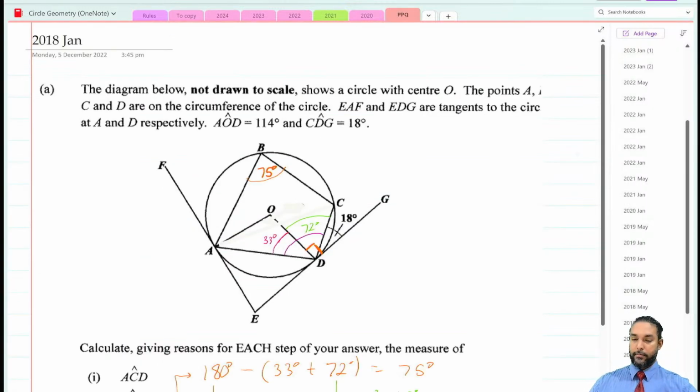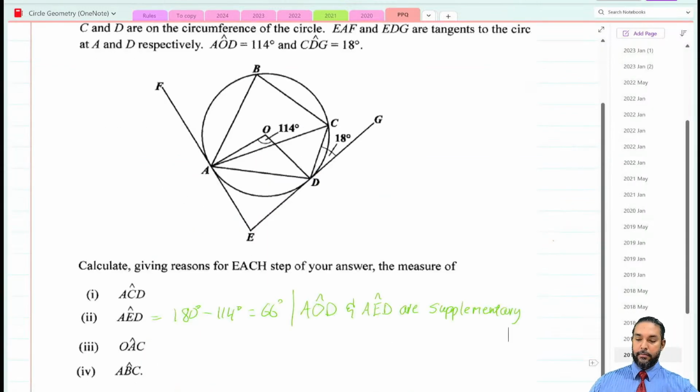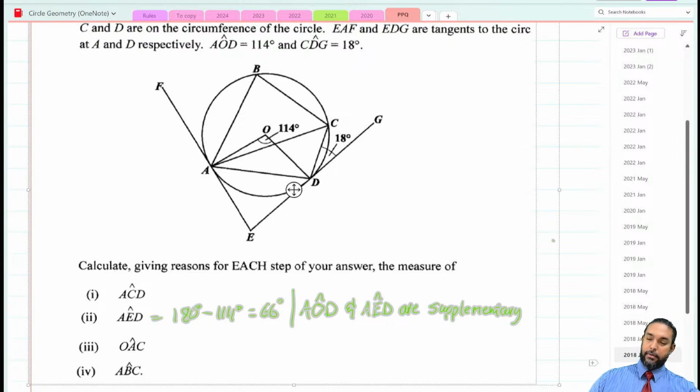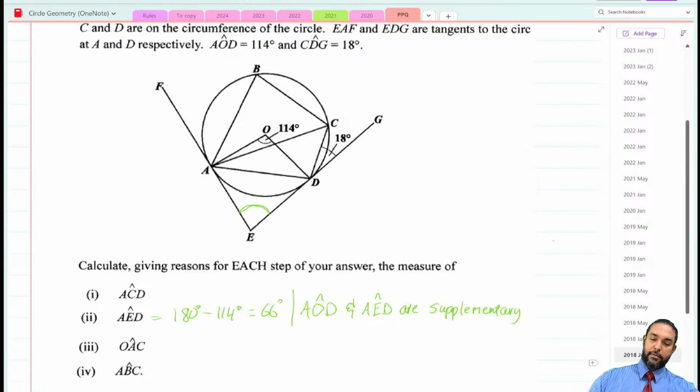Alright, Chris. Second part. This one, on this angle on the outside here. Because 114 and this angle are supplementary, they add up to 180 degrees. So if 114 plus an angle is 180, you could subtract 114 from 180 and find the missing angle, which would be 66.